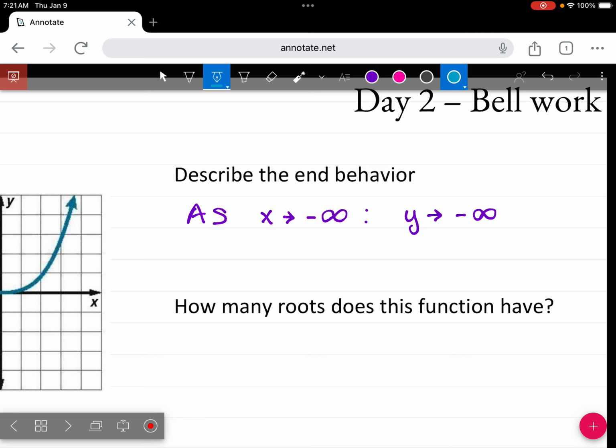So for our other one, as x approaches positive infinity, what happens to our y's? They're positive. They're going up. This side is going up.